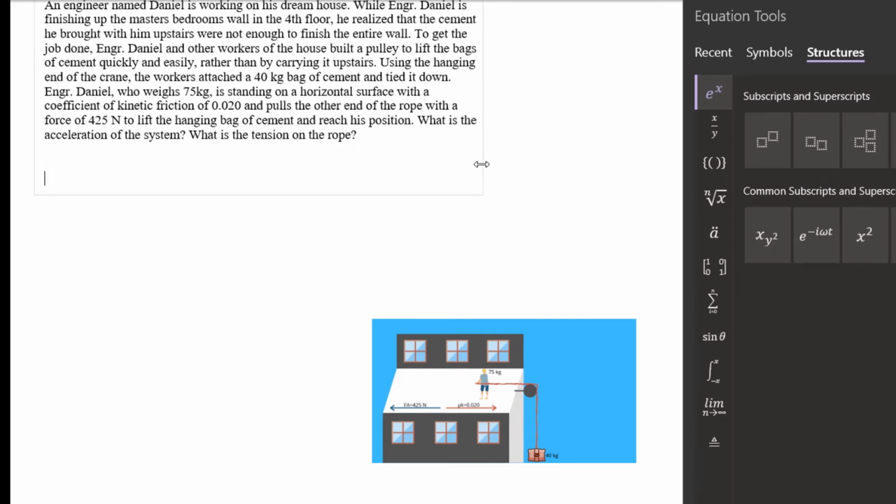Engineer Daniel, who weighs 75 kilograms, is standing on a horizontal surface with a coefficient of kinetic friction of 0.020 and pulls the other end of the rope with the force of 425 newtons to lift the hanging bag of cement and reach his position. What is the acceleration of the system and what is the tension of the rope?